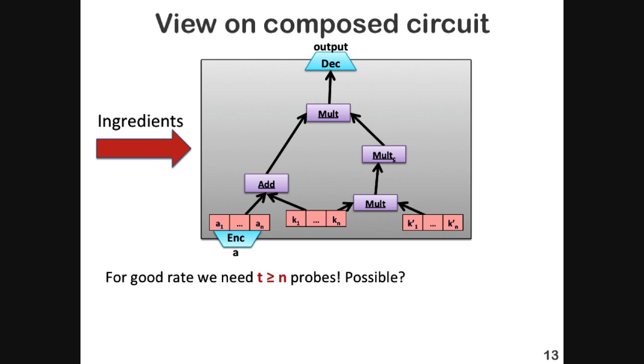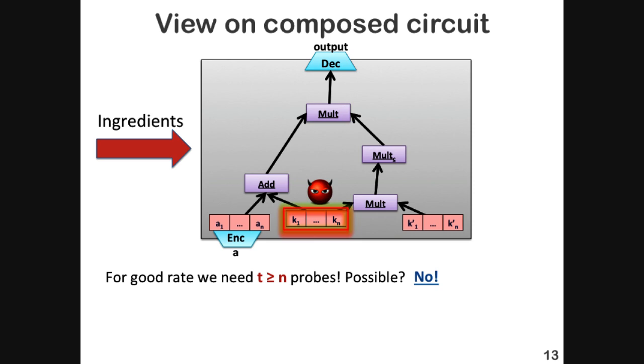So the first question: we want to achieve a good rate, so the rate should grow with the size of the circuit. In particular, since n is the security parameter, we could look at circuits that are much larger than n. Okay. So in this case, of course, we want that the t can be larger than the n. But is this possible? It turns out that it's not possible. If the adversary can target one encoding by putting all the probes there, he can essentially learn the entire secret, and we cannot have a perfect simulation.